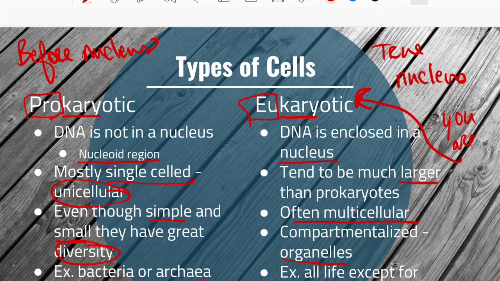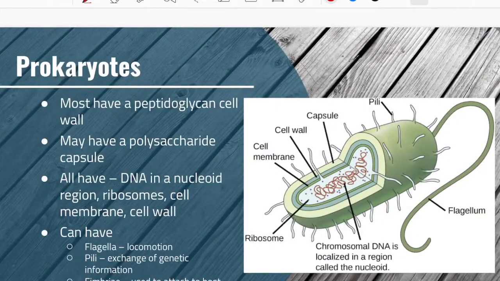All of life on Earth, except for prokaryotes, are eukaryotes. Now, don't make the mistake of thinking that because all of life other than prokaryotes are eukaryotes, eukaryotic cells are the majority. There are so many different types of bacteria and archaea out there. So there are several different species of those organisms, just like there are several different species of eukaryotes. All right.